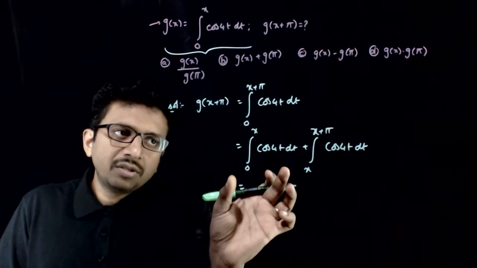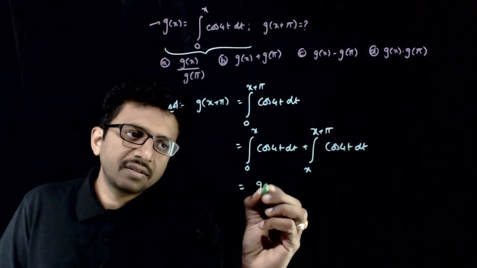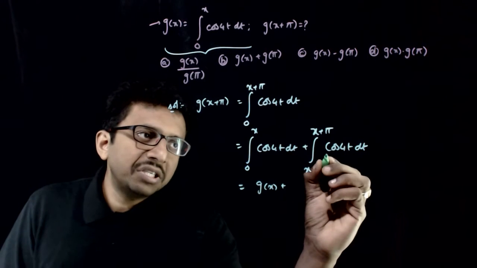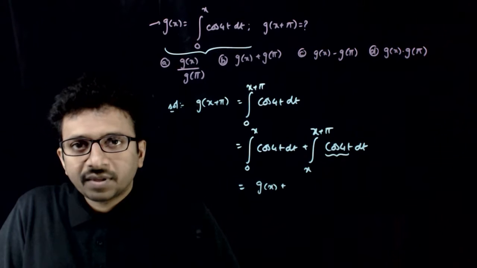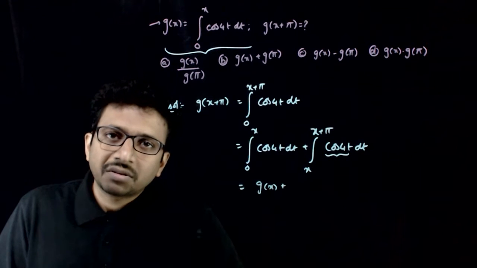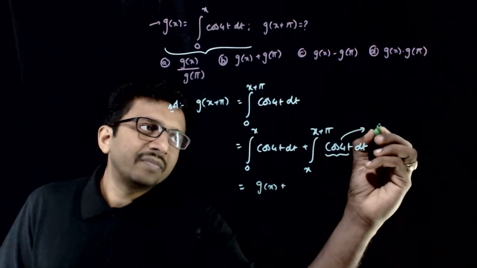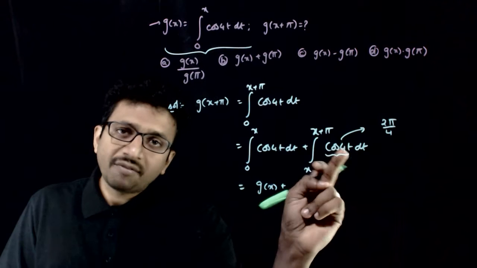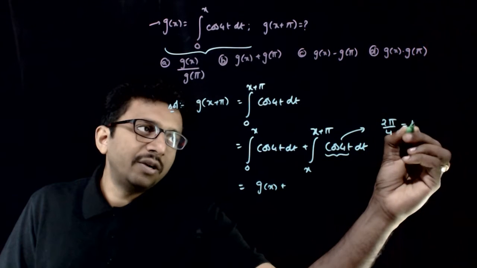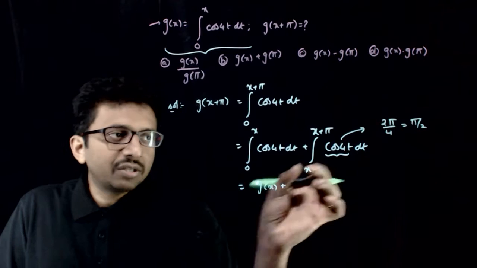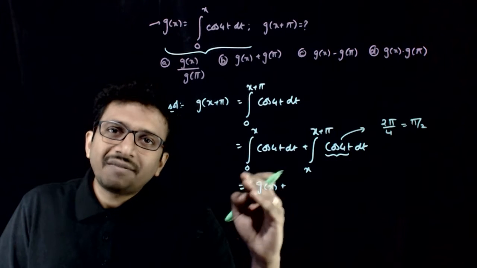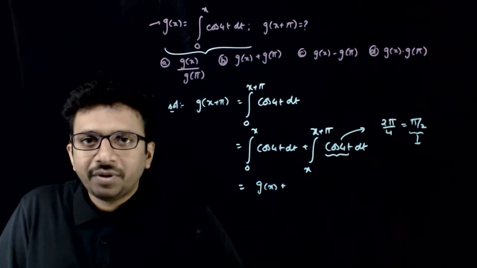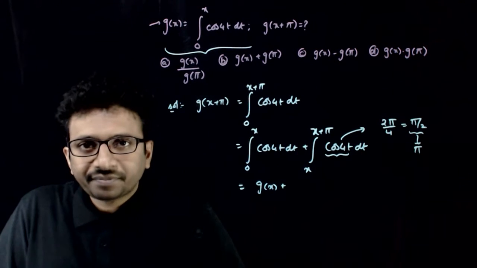That is equal to, the integral from 0 to x of cos 4t dt is nothing but g of x, plus, now if you observe this carefully, the function inside the integral is cos 4t. As you can see, cos 4t is a periodic function. So what is the period of cos 4t? Cos t's period is 2 pi, so you have 4t, so the period becomes 2 pi by 4, which is pi by 2. That means the function cos 4t repeats after pi by 2. So if pi by 2 is a period, correspondingly every multiple of pi by 2 is also a period. That is, pi is also a period.